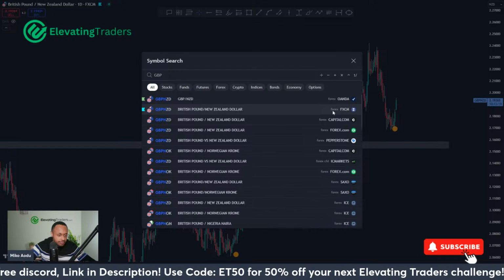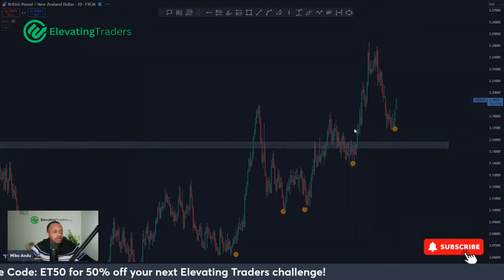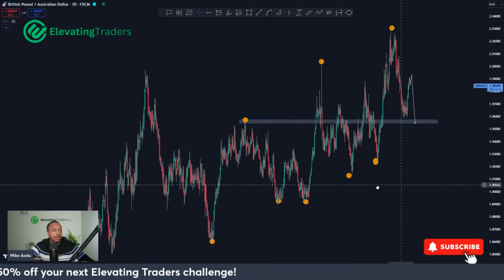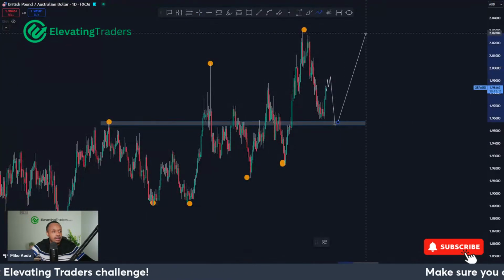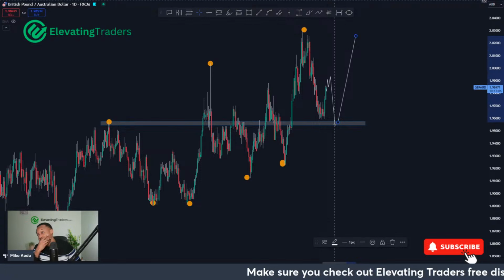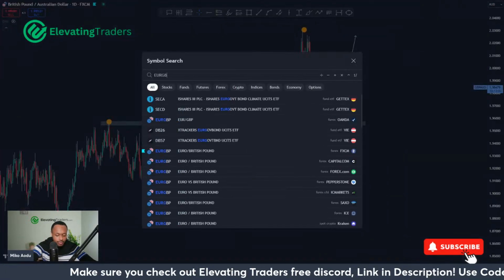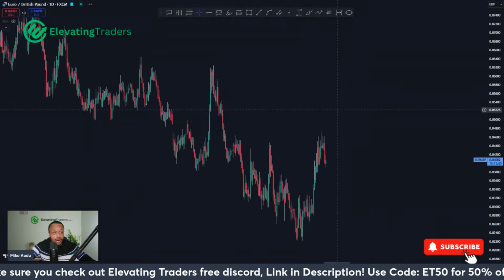Pound Aussie, same situation here as well. Looking for the buy at the retest of that area, but again, need a bit of a sell there before I can take the buy. And of course, Euro pound is on the watch list too, but it's still pretty far away from a trade for both the buys and the sells.